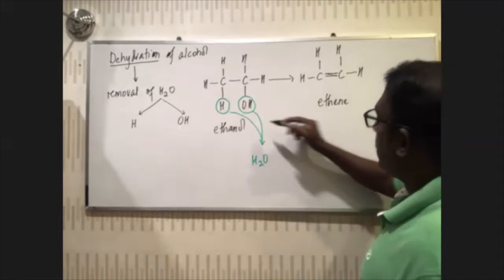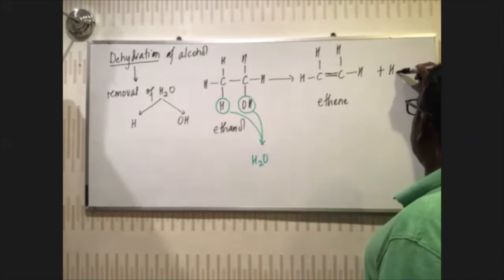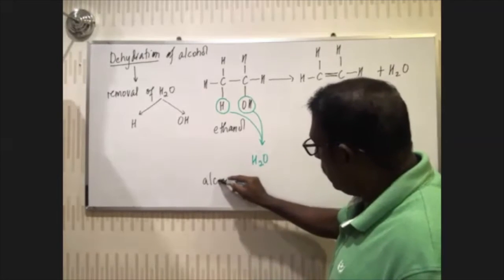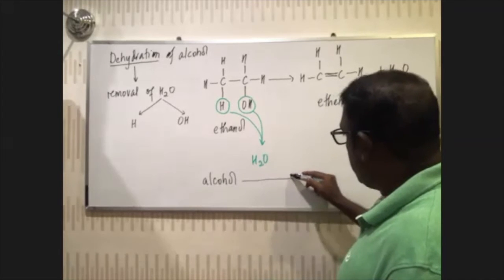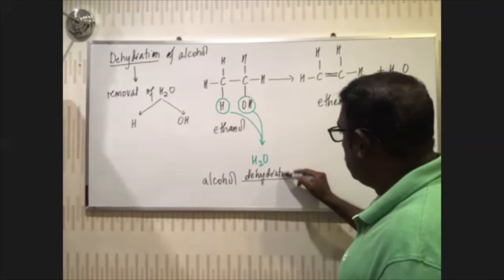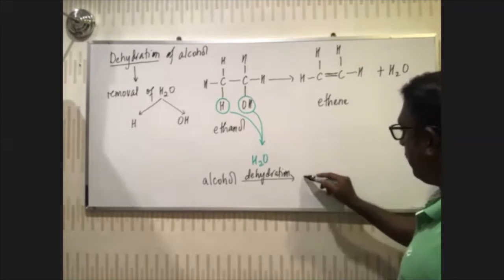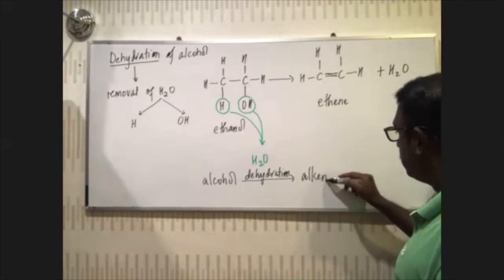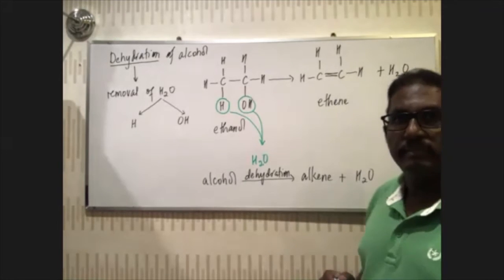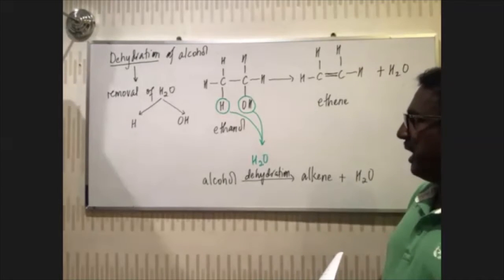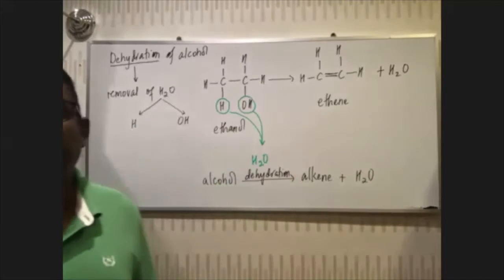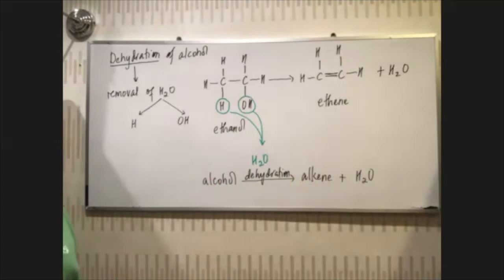And what happens to the other part? It becomes H2O. Now let's summarize. When an alcohol undergoes dehydration, that alcohol will become an alkene and water will be released. This is the dehydration. So you already understood in general what dehydration is all about. Now let's go to the details.